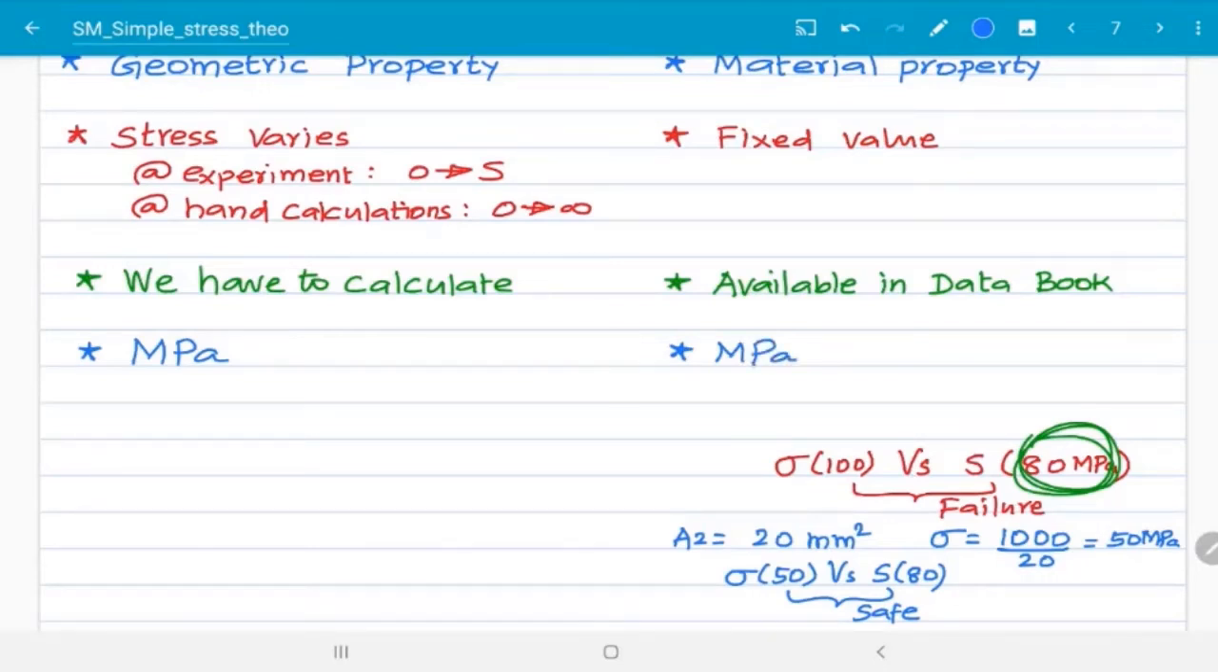So students, don't forget, stress and strength must be communicated through megapascal. Young's modulus, bulk modulus, shear modulus, all the three moduli must be communicated through gigapascal. Okay, right.